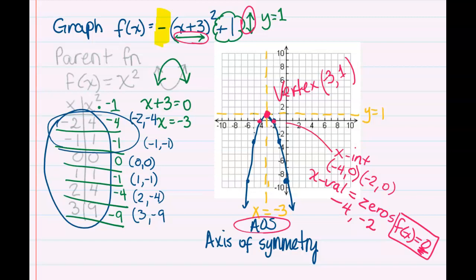And the last thing I want to mention is this point down here. This point is what we call the y-intercept. It is at the point 0, -9. It's when the x value is equal to 0. And we find that it crosses the y-axis at -9. That concludes this short video.